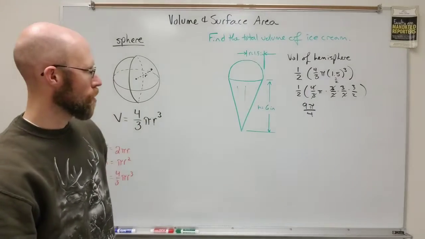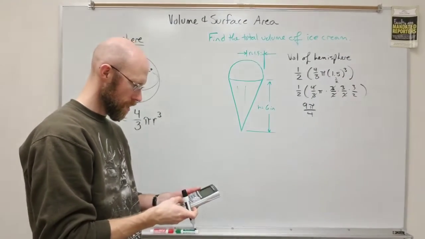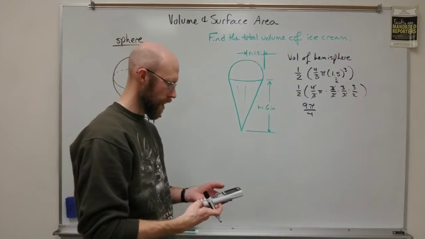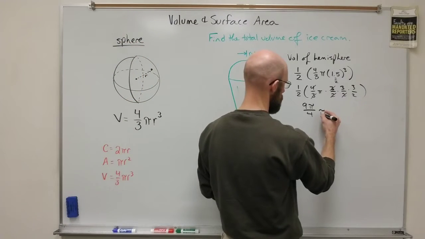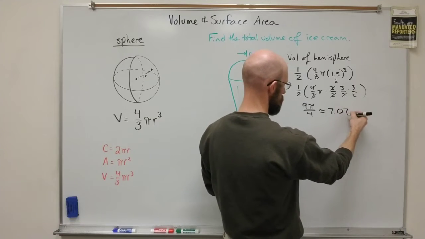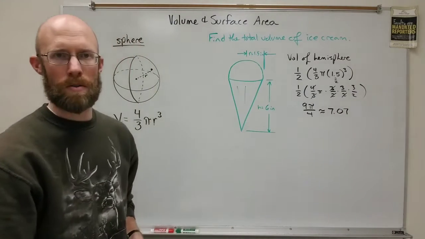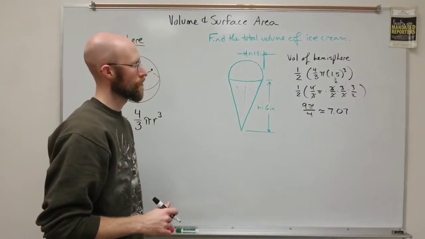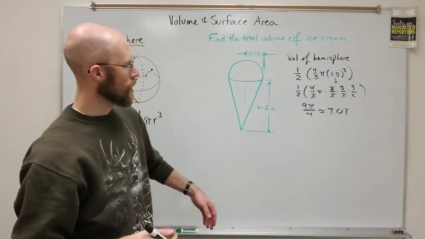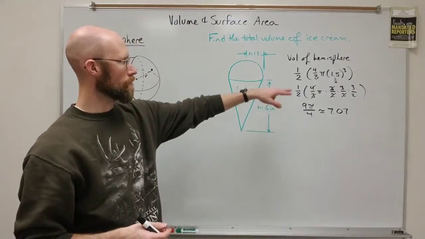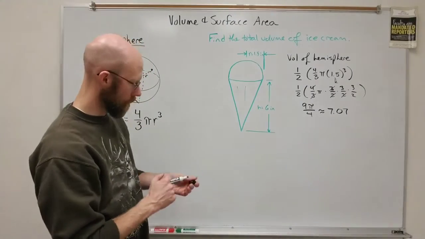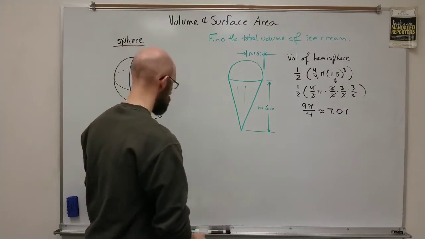Now, of course, I could punch that in the calculator to get an actual decimal value for that. So this is approximately 7.07 if I would round to the nearest hundredth. Okay, not too bad. So again, that is 1/2 of the volume of the sphere. Then let's look at the volume of the cone.